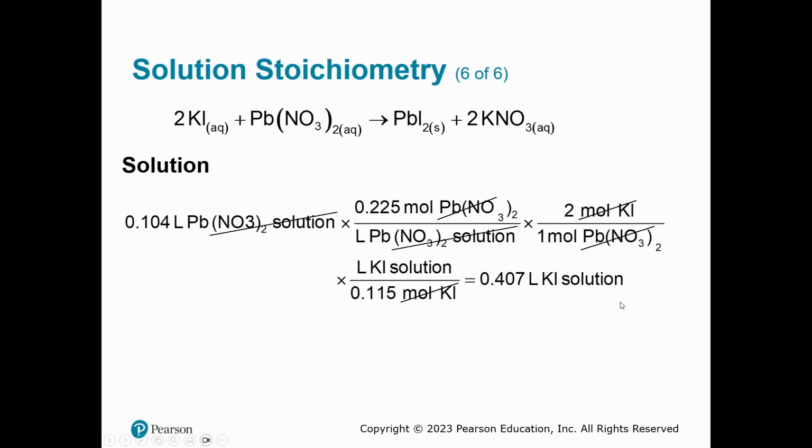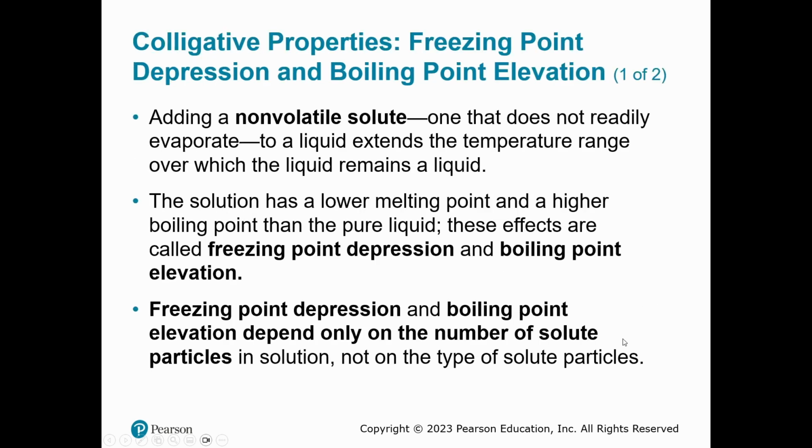It makes sense for kind of the same reasons. We have a higher concentration of lead nitrate than we do potassium iodide, and the mole ratio is higher for potassium iodide than lead nitrate, so we should have significantly more volume of potassium iodide than lead nitrate.